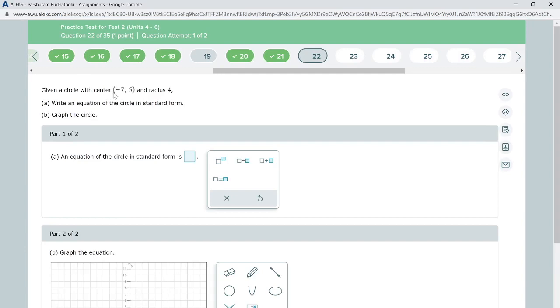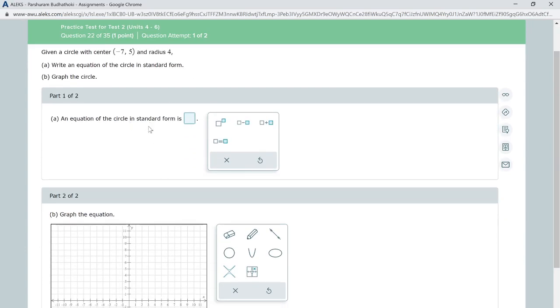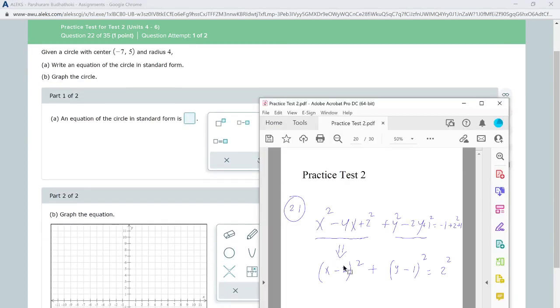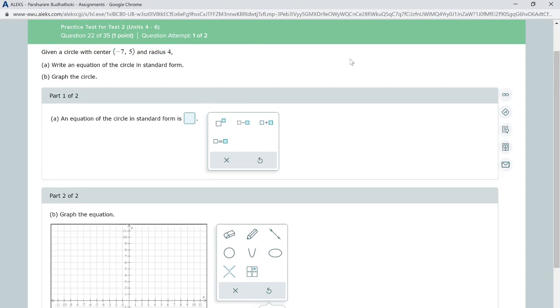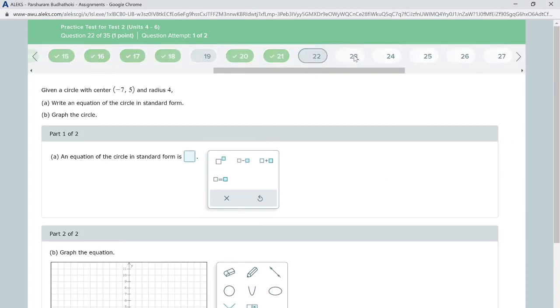Okay, given a circle with center and radius, we can find the standard form. It's not a big deal. The very same equation we can use: x minus the x coordinate of the center, y minus the y coordinate of the center, equals radius square, so 4 square. So I'm going to skip it. It's a very same idea.